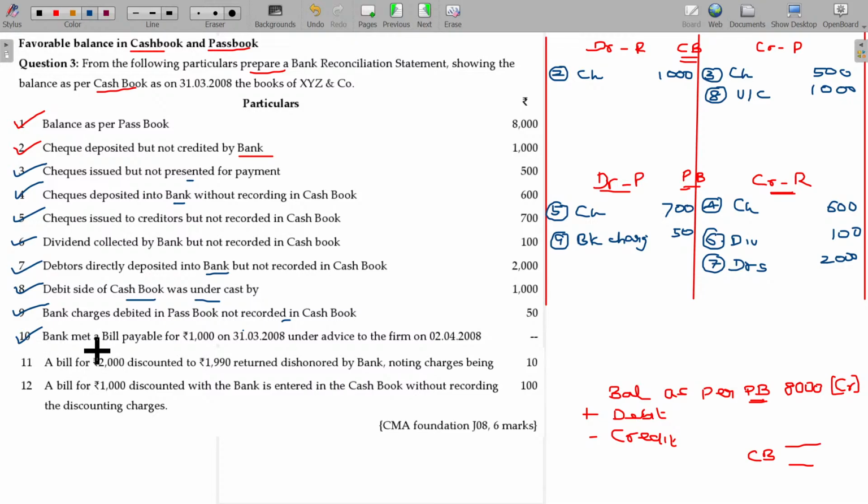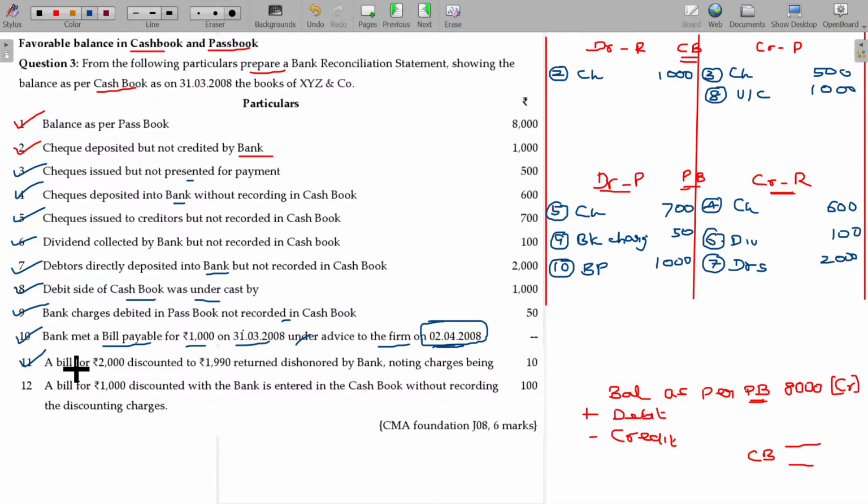10th, bank met a bill payable for rupees 1000 on 31/3/2018 under advice to the firm. So bank met a bills payable. We have instructed the banker to make the payment for a bill. So they have paid as per the standing instruction. Bills payable met. As I am not aware about that, it's not recorded here. And under advice to the firm is received on this date. So later only received. So banker has recorded in the payment side, but we are not aware about that. So we are aware about that only on 2nd April.